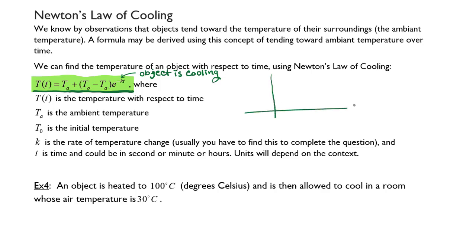And if we look at the curve or graph the temperature with respect to time, we can say that it makes an exponential decay curve. But notice that if we look at it with respect to the formula, it has been shifted up T sub A because the object will tend toward the ambient temperature. The temperature of the object will approach a horizontal asymptote at the temperature of its surroundings, the ambient temperature.